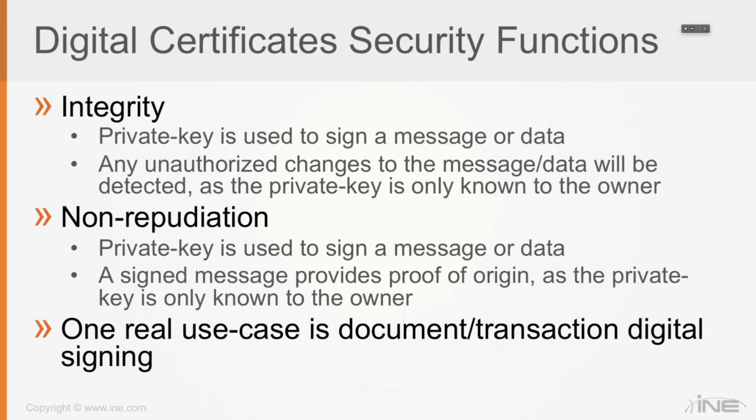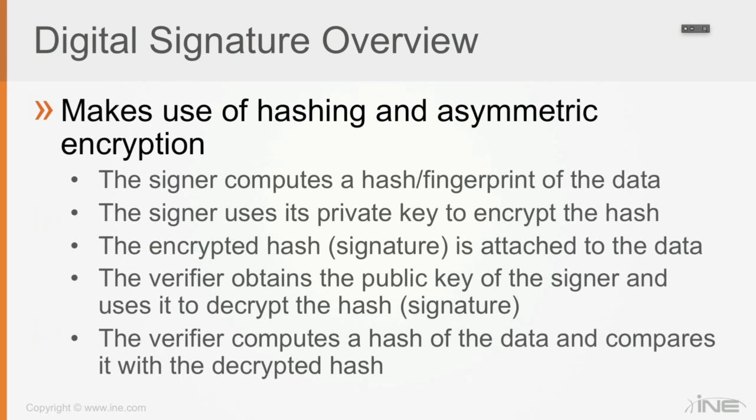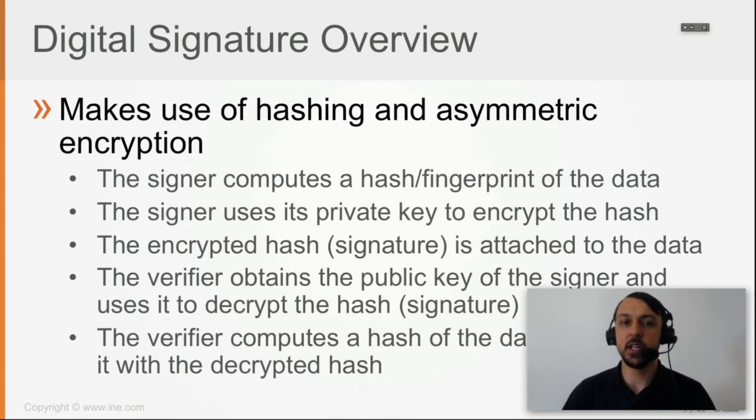And one real use case for integrity and non-repudiation is going to be document or transaction digital signing. How this works is, the digital signature is seen in multiple places. When the applicant sends the CSR information to the CA, it is going to sign that CSR. When the CA issues a certificate to the applicant, it is going to sign that certificate. And also nowadays we can sign documents to make sure that nobody can make unauthorized changes to the document, to provide integrity, and also to confirm that the document or the message was received from the proper origin. So non-repudiation.